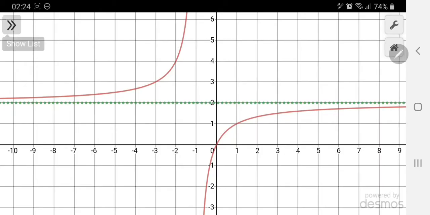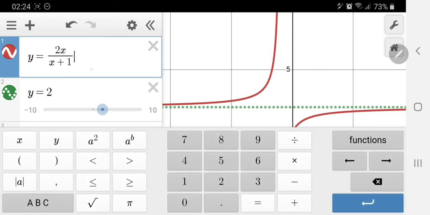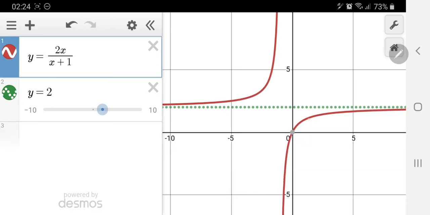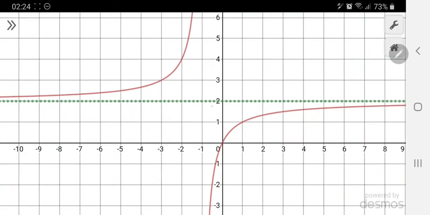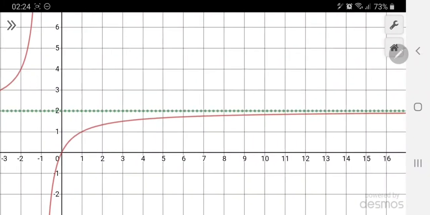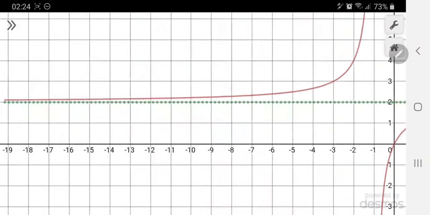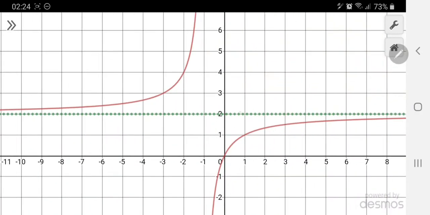Okay, guys, let's have a look at the first example that we did. It was y equals 2x over x plus 1, and the answer of our limit when x is approaching infinity was 2. Look at this green line here. It was our answer when x is approaching infinity. What's happening to the graph? The graph is moving beside the horizontal line y equals 2. That's why this line is called a horizontal asymptote.